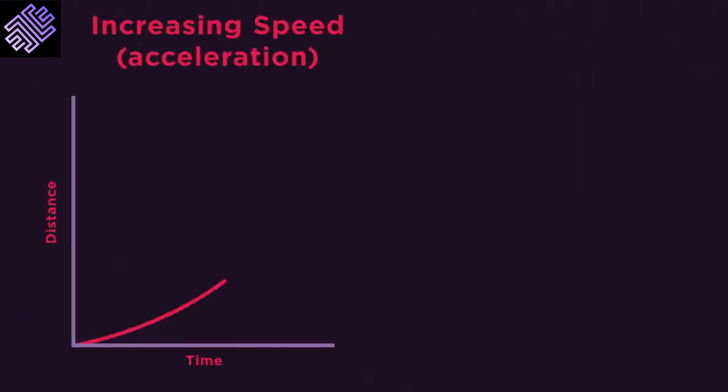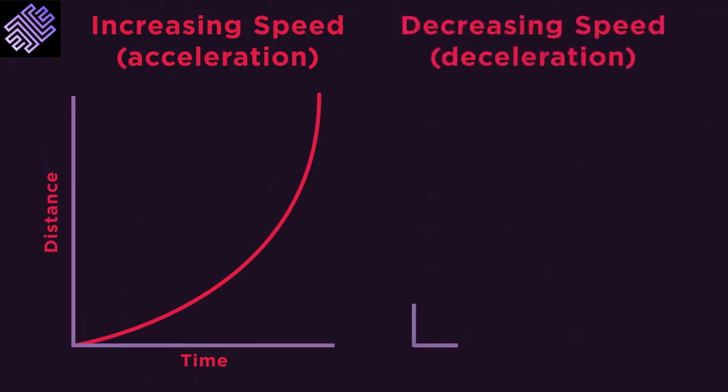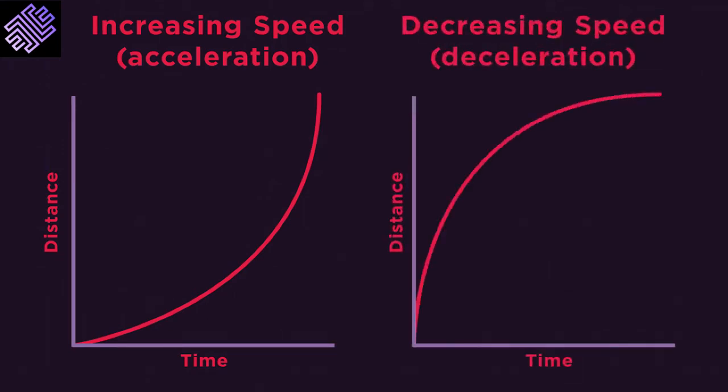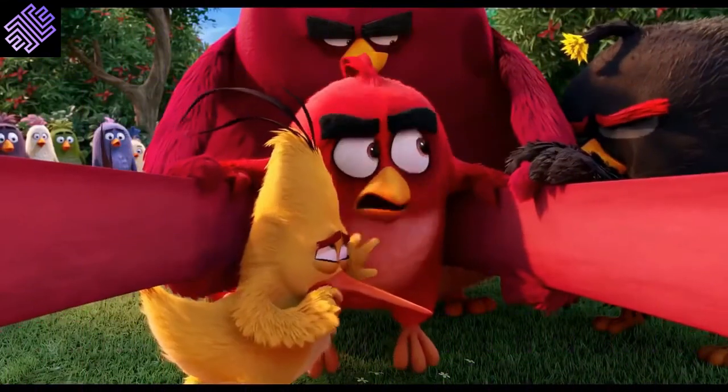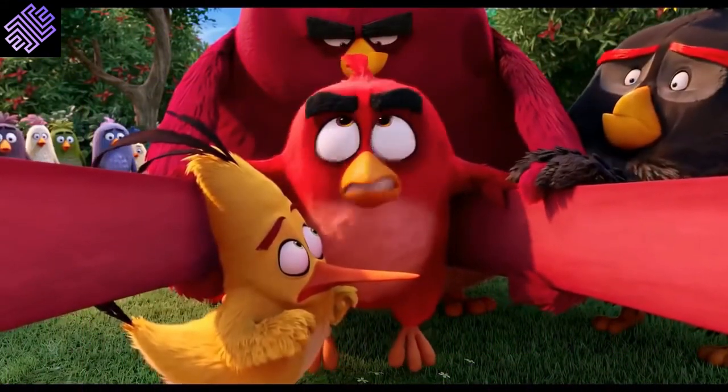If the line is curved upwards on the graph, it shows a change in speed and acceleration, meaning speed is increasing over time. If the curve is flattening off, this also shows a change in speed, a deceleration, meaning speed is decreasing over time. We see an angry bird being launched into the sky with a slingshot.